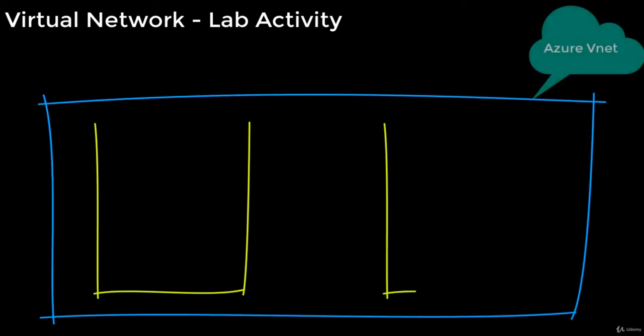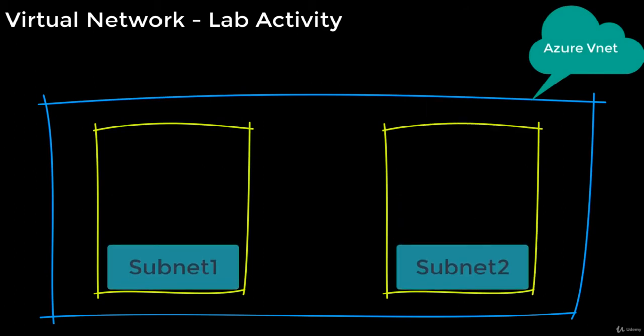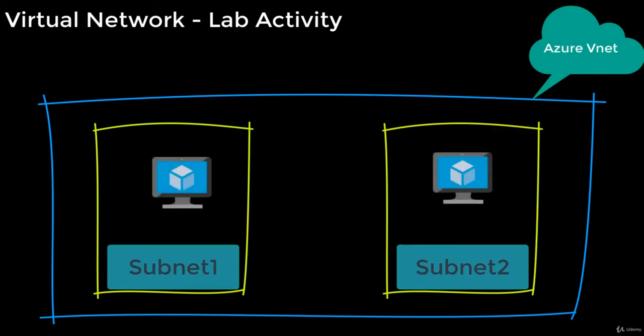In this lab, we will go ahead and create a virtual network in an Azure subscription. In the virtual network, we will create two subnets. And thereafter, in each subnet, we will be hosting two virtual machines. The communication between each of the virtual machines will then be established with security groups.